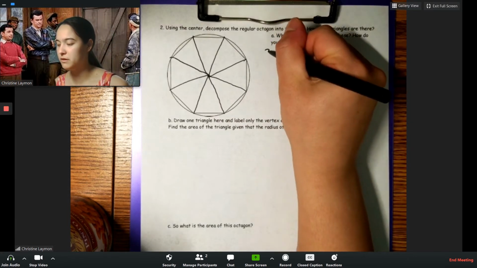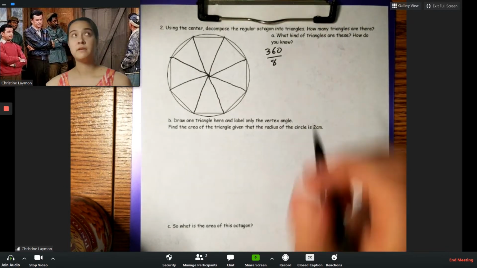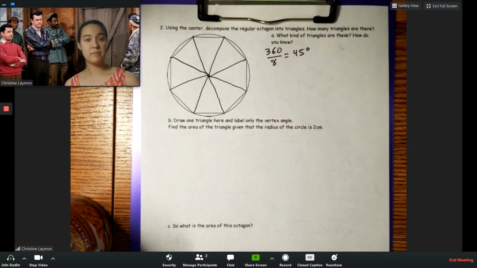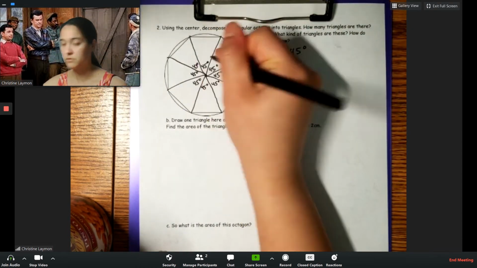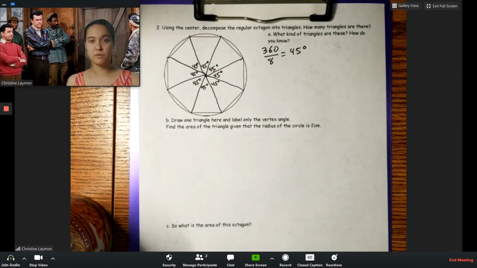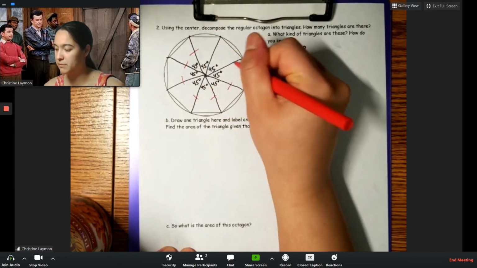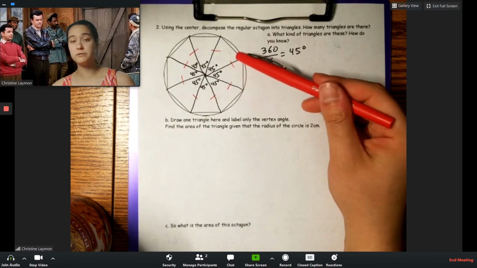So I am doing 360 divided by 8. And that is 45 degrees. So what that means is that each of these central angles is 45 degrees. All 45 degrees. Okay. Now we also know that all of the radii are always the same. So let's put those down. These are all the same like this. Okay. Let's go ahead and find these angles here.